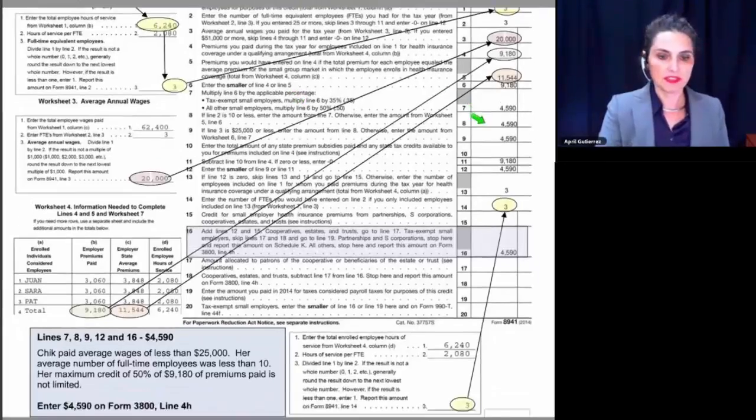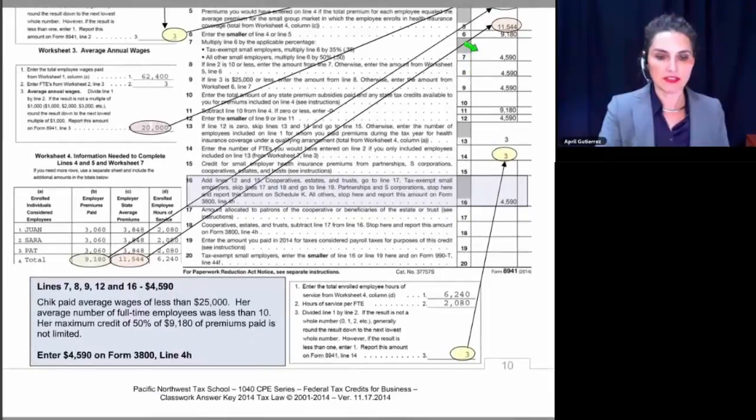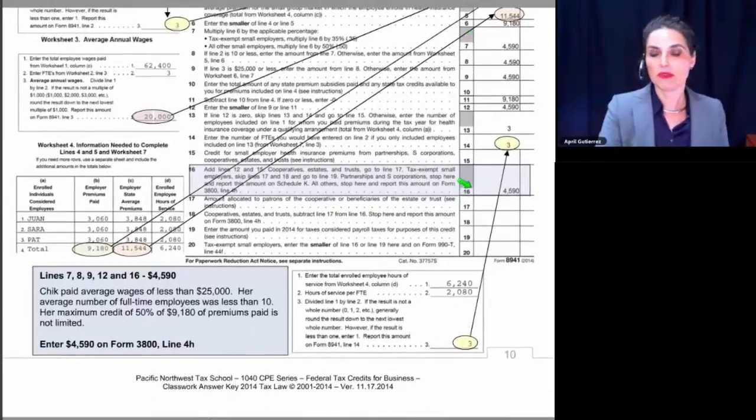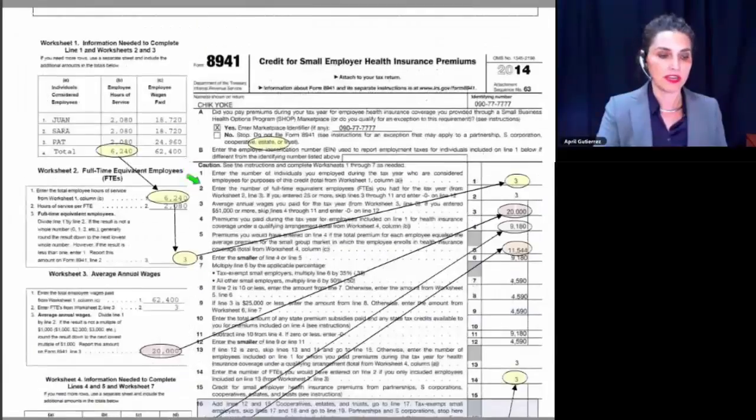So that gives us $4,590 as her eligible credit. She's got no other limitations going on with that credit with respect to other calculations going on the form. So essentially she's done. $4,590 is her credit. She's going to carry that over to Form 3800 and enter it on line 4H.